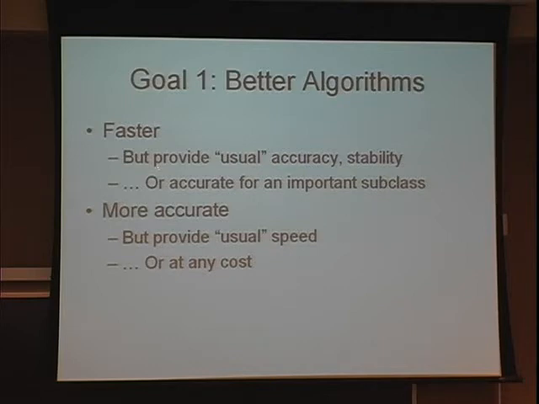Or maybe it's always faster, but maybe it's only accurate for some important subclass that we're willing to live with. So we'll identify a few of those cases. More accurate, but we'll insist on the usual speed so that the user doesn't have to wait a lot longer. But there are a few people who want the right answer at any cost, and we have to make them happy as well. So these are the different design points we're going to be adding stuff for.